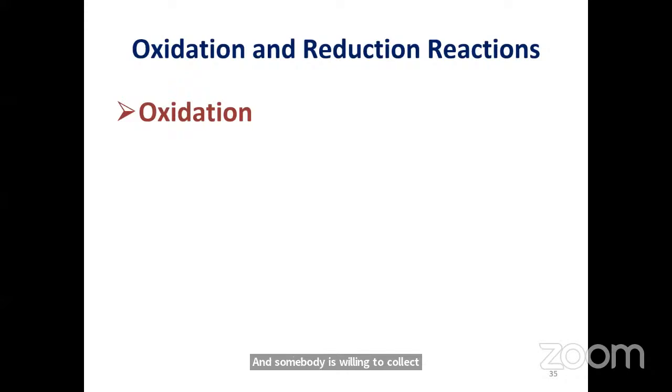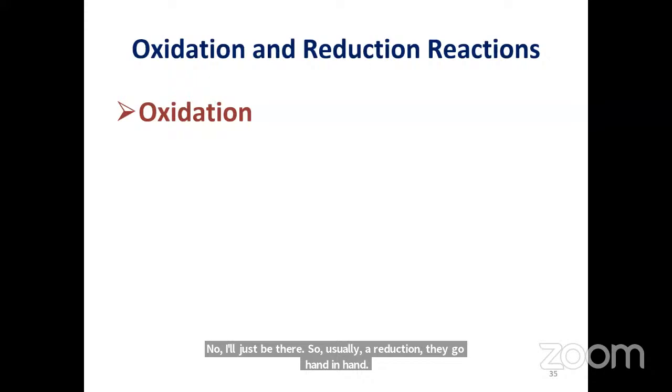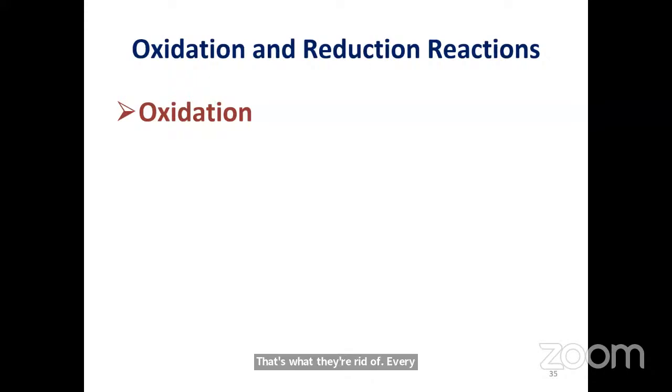If I want to give out something and nobody is willing to collect, then there is no use giving out. If I want to receive something and nobody is willing to give me, then I will just be there, nothing to receive. So usually oxidation and reduction, they go hand in hand. That's why we say redox, a redox reaction. Where you are seeing oxidation, there will also be an equivalent reduction taking place. So they go together. They are 5 and 6, like they will say it in the slang.